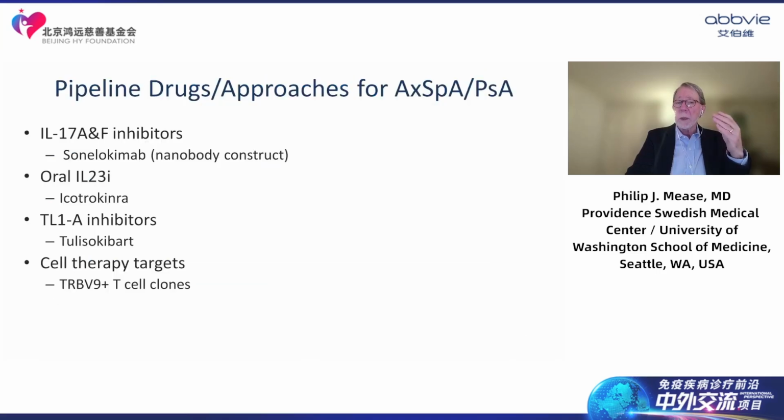So there are pipeline drugs that could be used, such as sonelokimab, a unique nanobody IL-17A and F inhibitor. The oral agent IL-23 inhibitor icotrokinra, not for axSpA, but for psoriatic arthritis. And then, of course, the TL1A inhibitors and cell therapy targets.